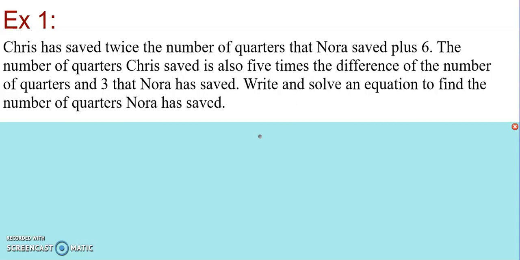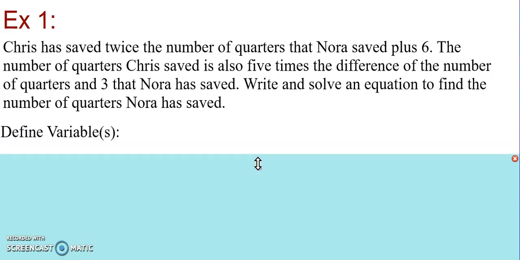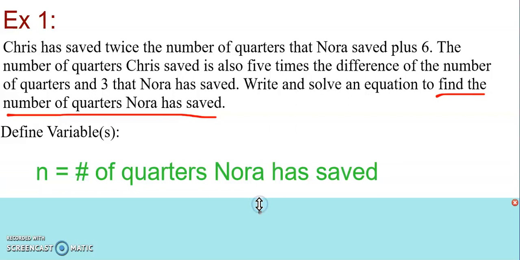So before I start going through and pulling out that important information for math, I want to first define my variables. This is going to be the easiest part because whatever they tell you to find, that's your variable. So this says find the number of quarters Nora has saved. So that means my unknown will be the number of quarters Nora has saved. So I have my variable is n equals the number of quarters Nora has saved.